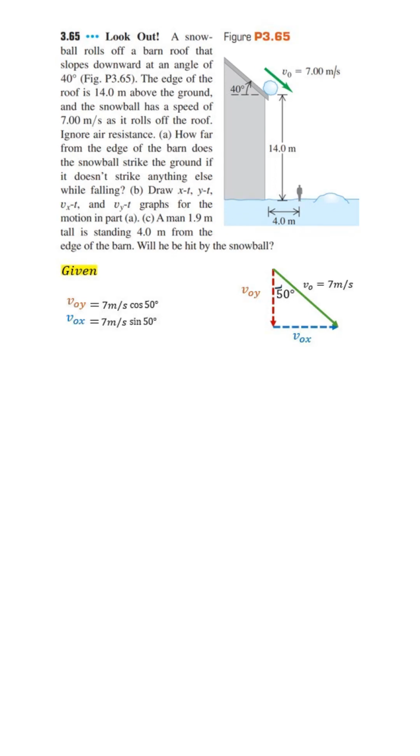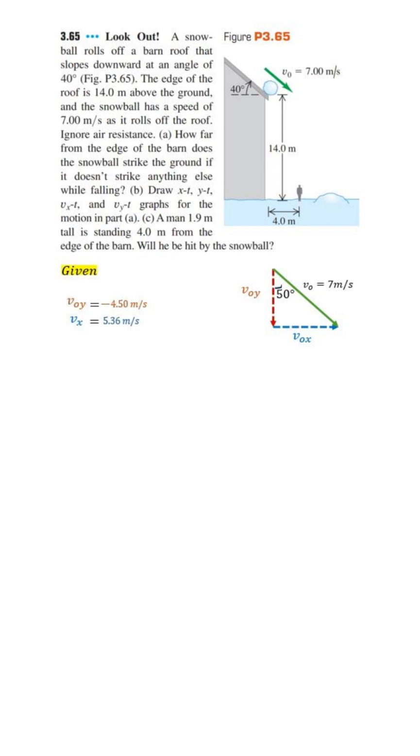This gives us the vertical initial velocity of 4.50 meters per second, negative because it is pointing downward. The horizontal initial velocity is 5.36 meters per second. We will simply call this v sub x. Without air resistance, the horizontal velocity does not change.